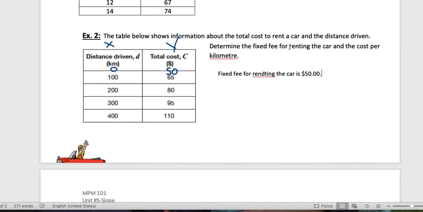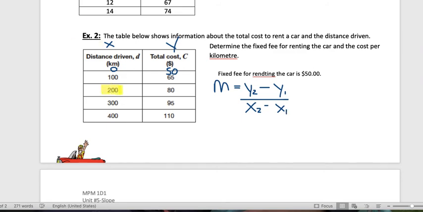It's also asking us to determine the cost per kilometer. That is the rate of change. So you are going to calculate the rate of change using slope formula. So m equals y2 minus y1 over x2 minus x1. So you're just going to look at your chart and you're going to take a couple points.